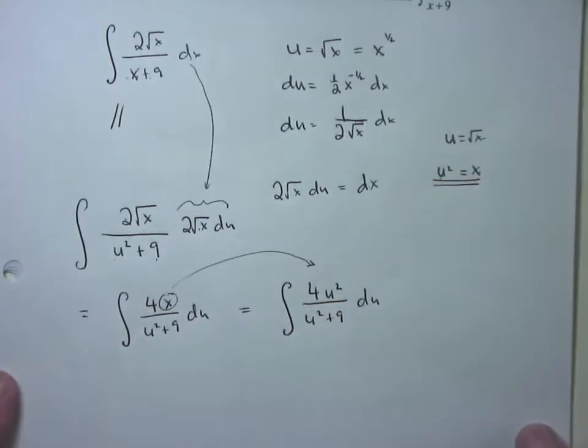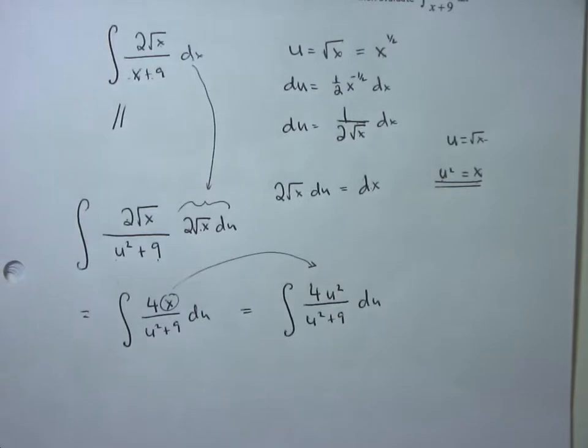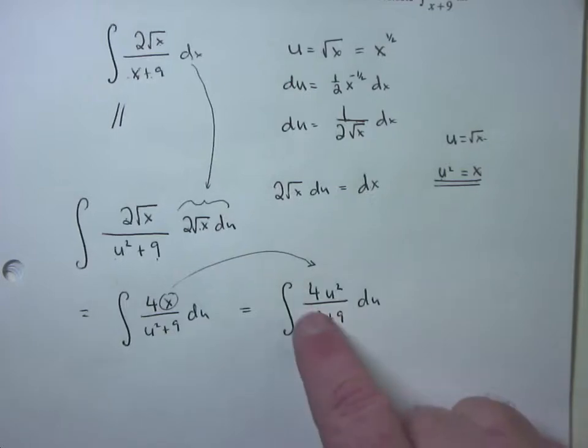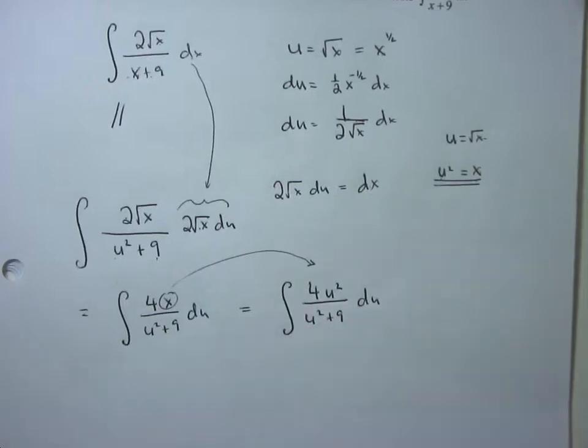So this problem, which was originally the integral of 2 square root of x over x plus 9 dx, has now turned into the integral of 4u squared over u squared plus 9 du. Now you got to integrate that guy. But what do you notice about the fractions? The degree of the numerator happens to now be equal to the degree of the denominator. Does that make sense? And when the degree of the numerator is the same or bigger than the degree of the denominator, how do I clean this guy up so I can integrate it? Long division.